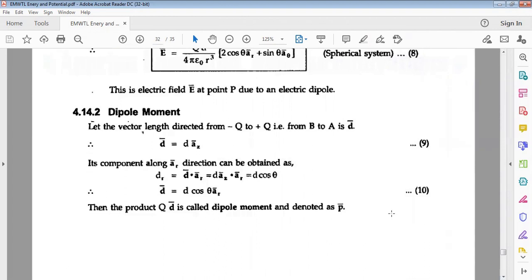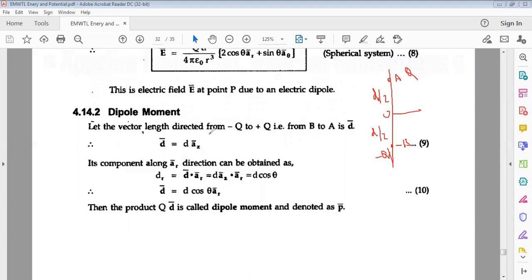Dipole moment. Let the vector length directed from the minus q to the q, from the point B to the point A, be d bar. In the electric dipole, point A is on the positive z-axis and point B is on the negative z-axis. From the origin, the distance to point A is d by 2, and the distance from the origin to point B is d by 2. At point B the charge is minus q, and at point A the charge is plus q.